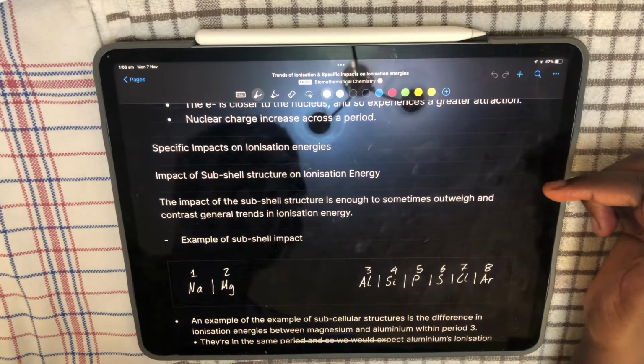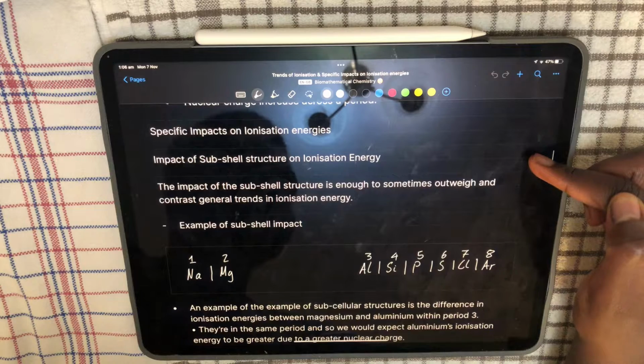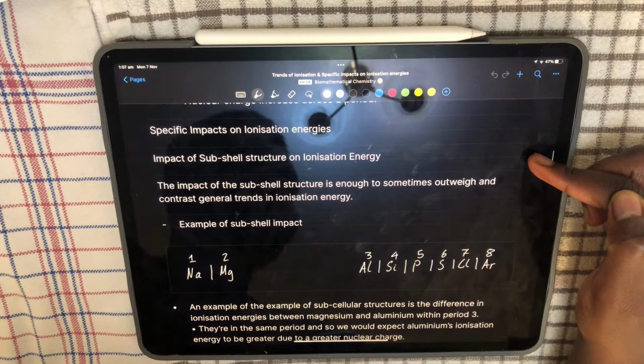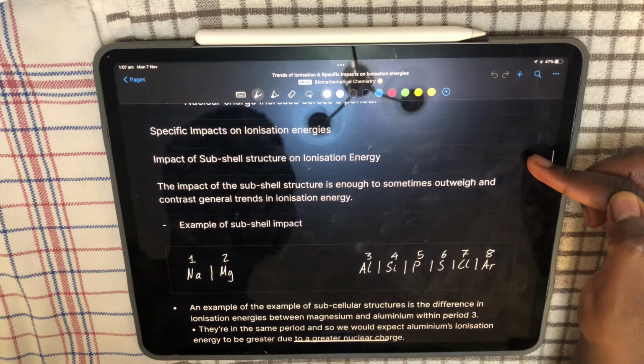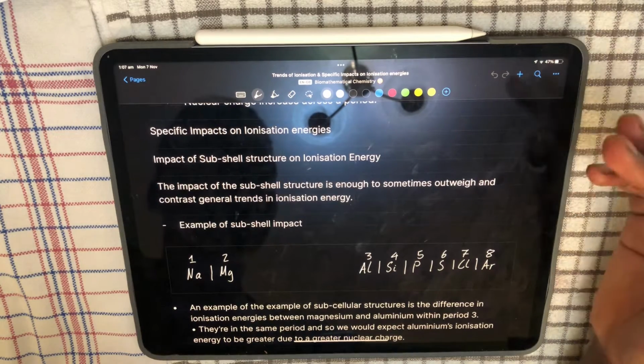Impact of subshell structures on ionization energy. So the impact of subshell structures is enough to sometimes outweigh and contrast general trends in ionization energy. So in this part of the video, I'm going to explain that.